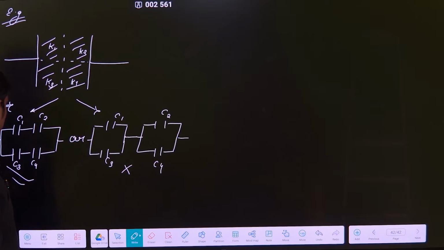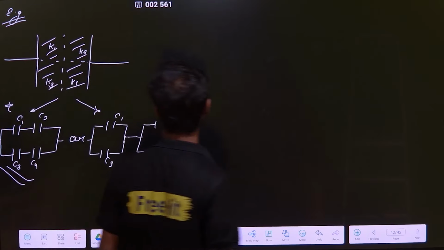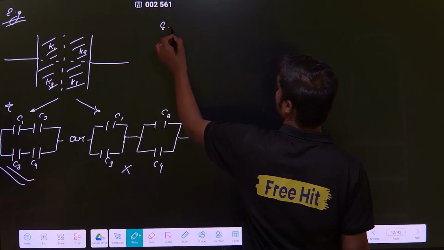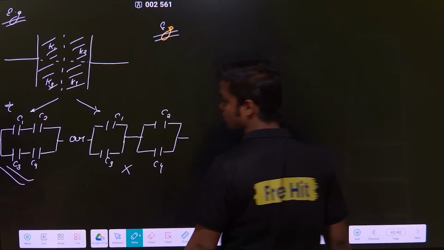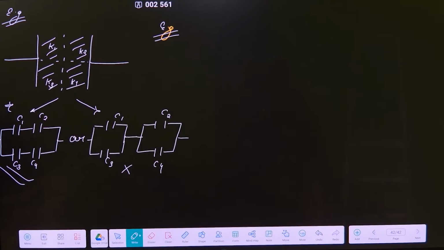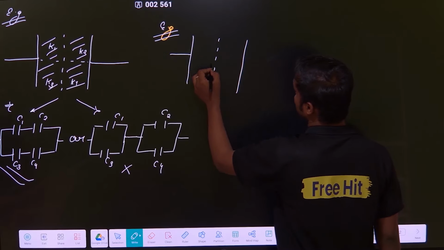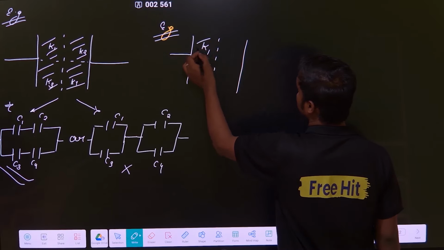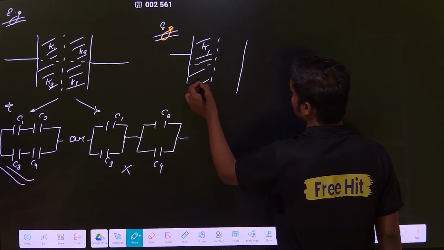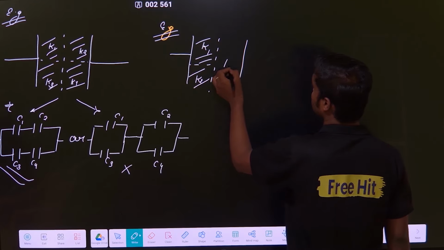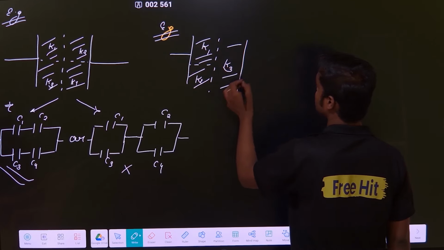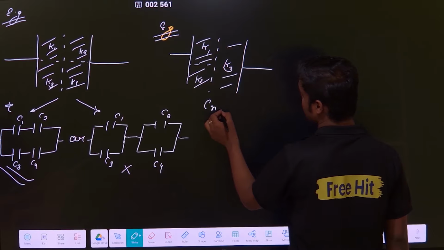This is the correct configuration. So you have to draw this configuration and then calculate. Why have I told you this question? Basically, one time in a previous year, one question came, and this question is like this. They have given this is K1, this is K2, and this is K3, complete K3. Now they ask for the C net.